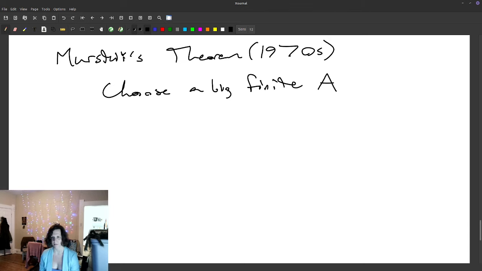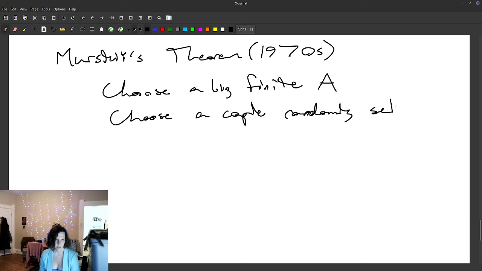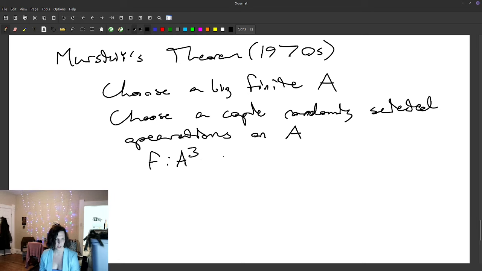So choose a really big finite set, A. Choose a couple of randomly selected operations on A, by which I mean, maybe you have a rule called F that takes triples of things from A to other things in A. Maybe you have another one called G that you can feed 17 different things from A, and it gives you back a thing from A. Just choose some random operations like that, with randomly chosen values. They don't have to have any nice properties, just literally whatever, as long as they're functions of that type.